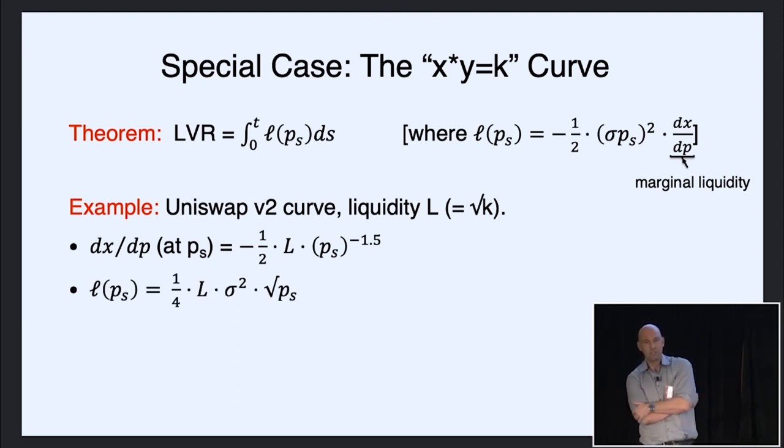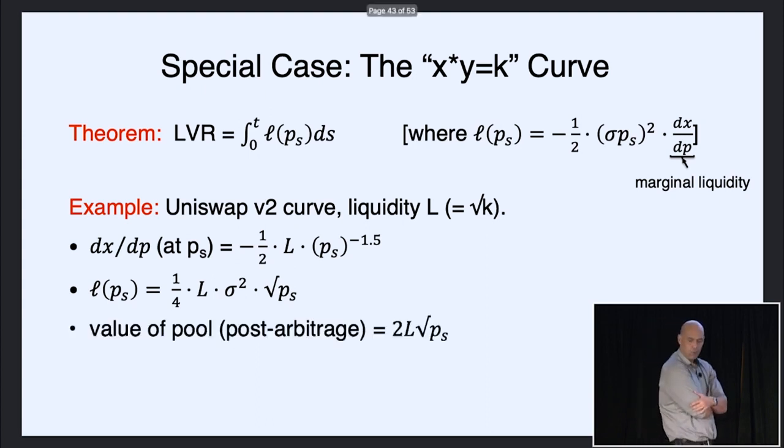You plug this expression into the formula on the upper right. You get whatever you get. It's sort of there on the slide. Okay, so that's an explicit formula for the instantaneous lever suffered in this pool.